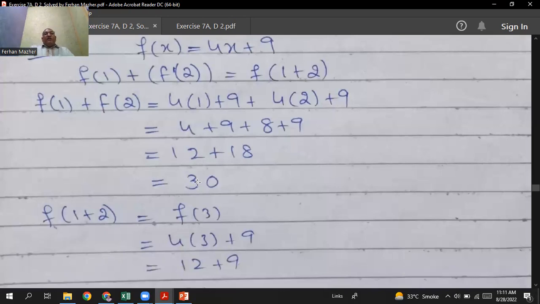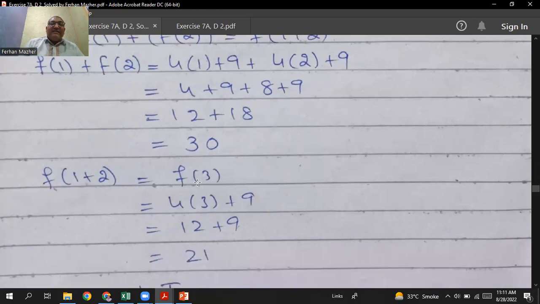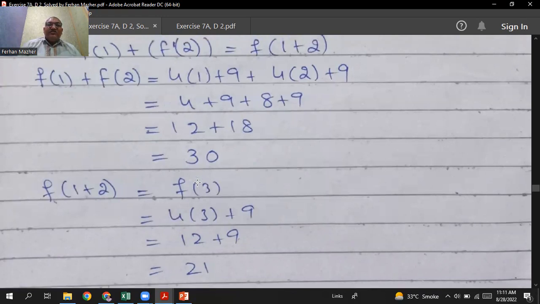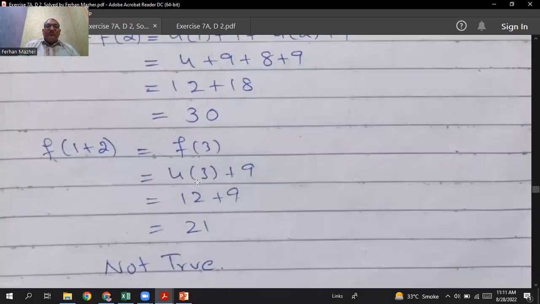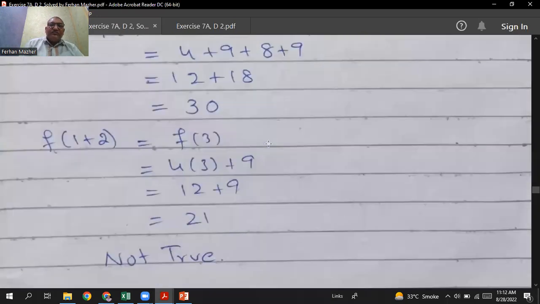So f of 3 will be 4 into 3 plus 9, and that will be 12 plus 9, and that will be 21. So the left side and the right side, their answers are not same. The answer of the left side is 30, and the answer of the right side is 21. So the statement is not true. So this statement that f of 1 plus f of 2 is equal to f of 1 plus 2 is not right. I found the values of both the sides and they are not equal to each other.